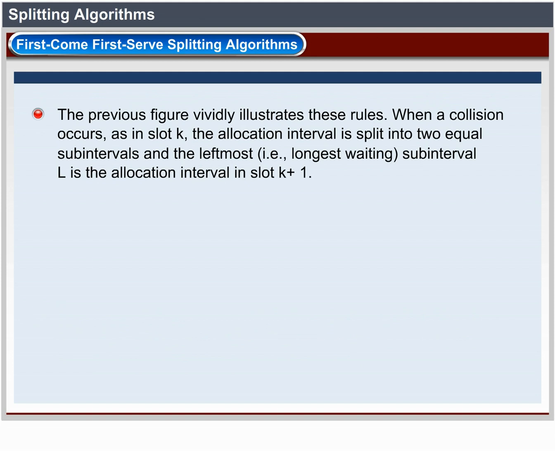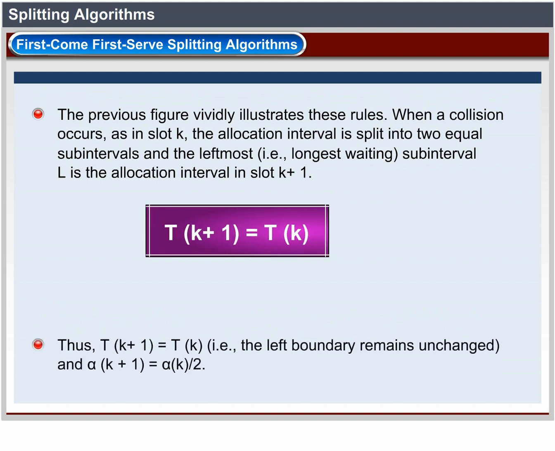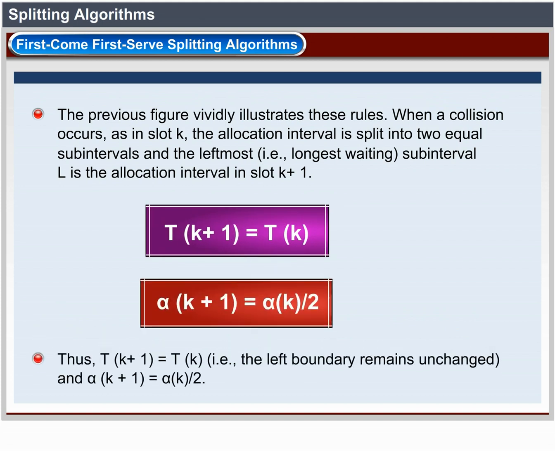When a collision occurs, as in slot k, the allocation interval is split into two equal sub-intervals, and the leftmost, that is, longest waiting, sub-interval L is the allocation interval in slot k plus 1. Thus, t_(k+1) is equal to t_k, that is, the left boundary is unchanged, and alpha_(k+1) is equal to alpha_k divided by 2.